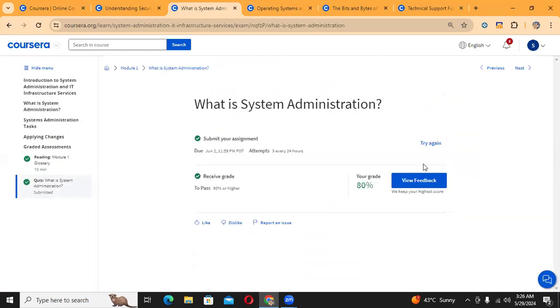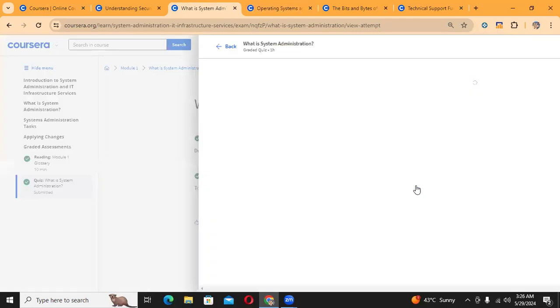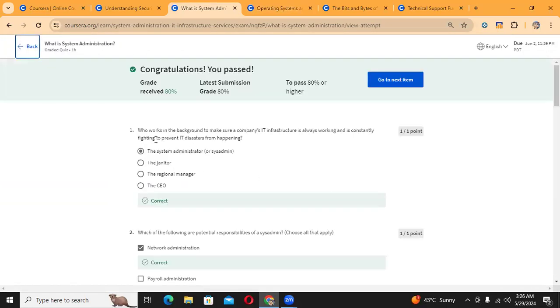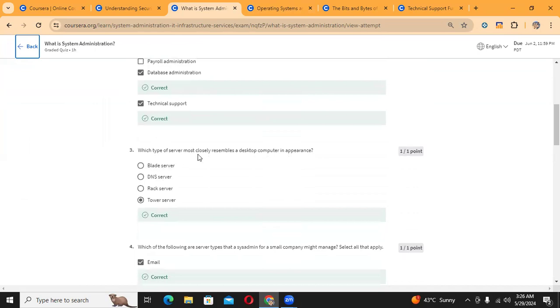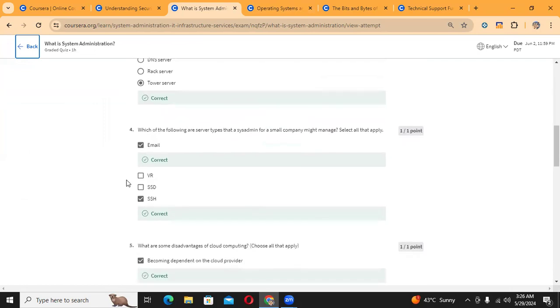Let's do a quiz. It's basically about who works in the background of a company's infrastructure and constantly responds to IT disasters. So it's the system administrator. Which of the following are potential responsibilities of a system administrator? Networking administration, database administration, and technical support. Which type of server most closely resembles our desktop in appearance? Tower server. Which of the following might a small company manage? SSH and email.